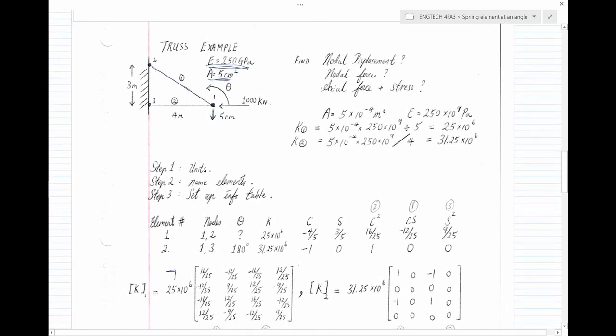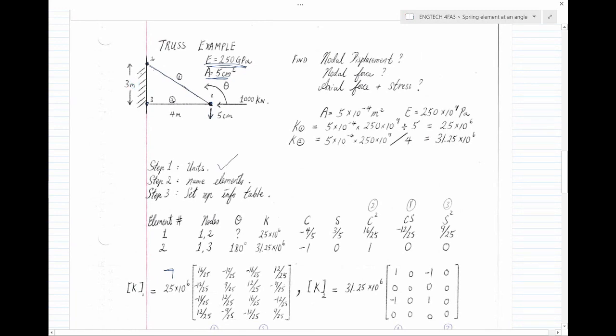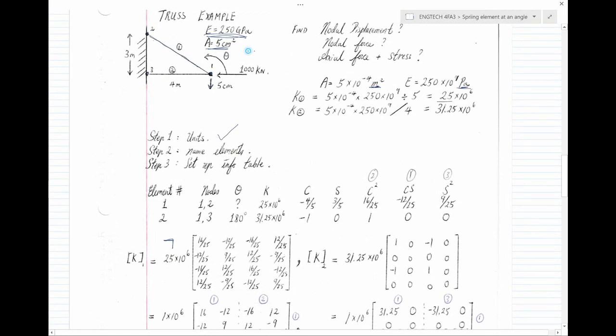Now the first step, we always change all the units into something workable, because centimeter square and GPa don't get along very well. We change everything into meter square and Pascal. With that we have two k values, where k is obtained by EA over L. By the way, if the distance between nodes 1 and 3 is 4 meters, and nodes 2 and 3 is 3 meters, the distance between nodes 1 and 2 has to be 5.